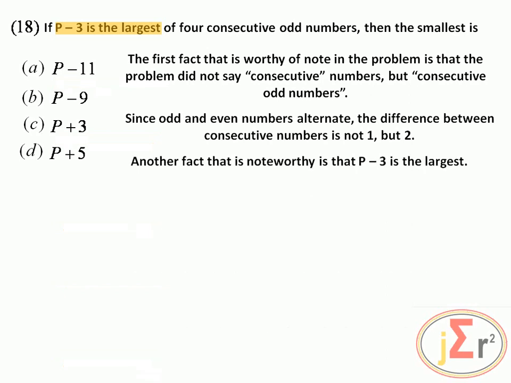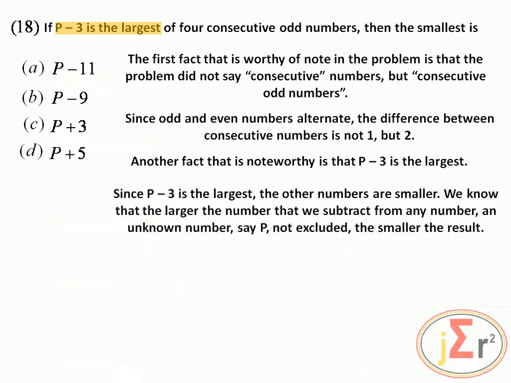Another fact that is noteworthy is that p minus 3 is the largest. Since p minus 3 is the largest, the other numbers are smaller. We know that the larger the number that we subtract from any number, an unknown number, say p, not excluded, the smaller the result. So we are saying that the larger the number that we subtract from another number is, the smaller the result will be.